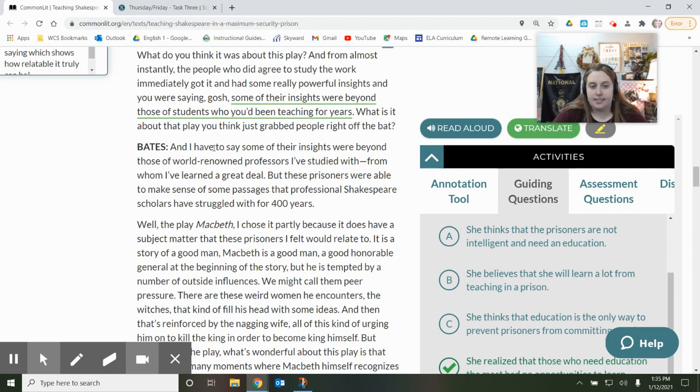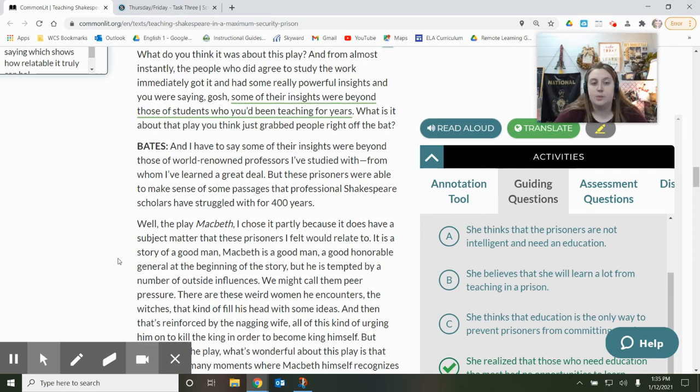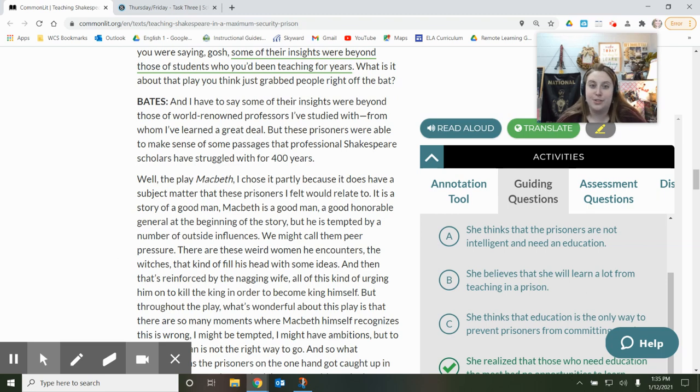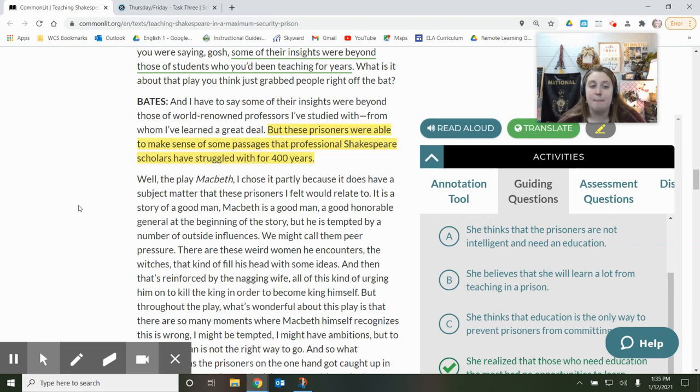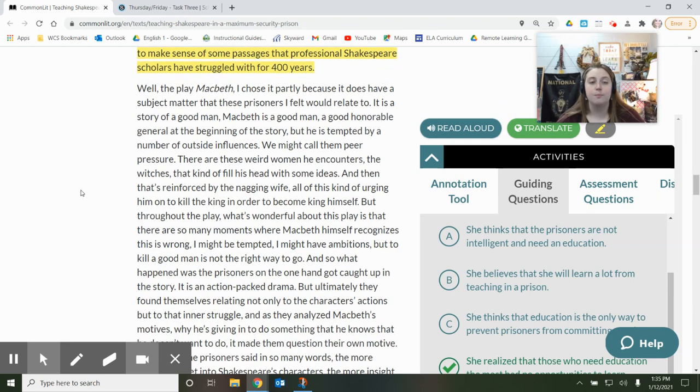So Bates says, and I have to say that some of their insights were beyond those of world-renowned professors I've studied with, from whom I've learned a great deal. But these prisoners were able to make sense of some passages that professional Shakespeare scholars struggled with for 400 years. I just want to highlight that because I think that is amazing. I think that's so cool.